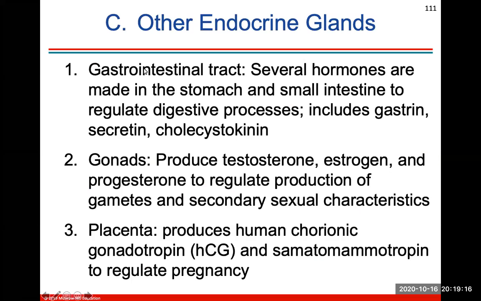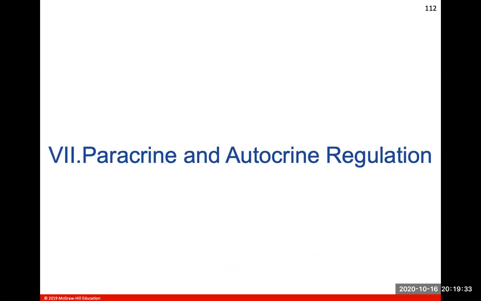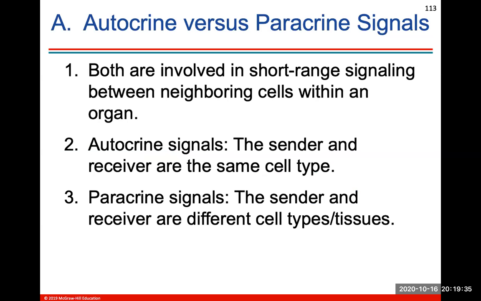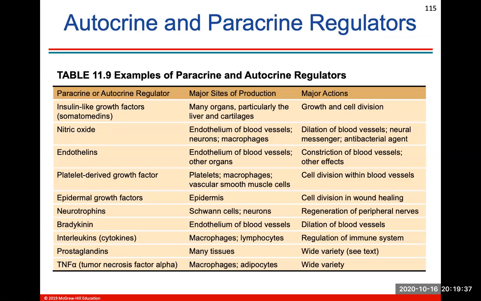Other endocrine glands are in your GI tract. The gonads will produce testosterone, estrogen, and progesterone. These will be important during puberty. Your placenta produces HCG, which is what's detected on a pregnancy test if you're pregnant. And I think we're going to kind of end with that.